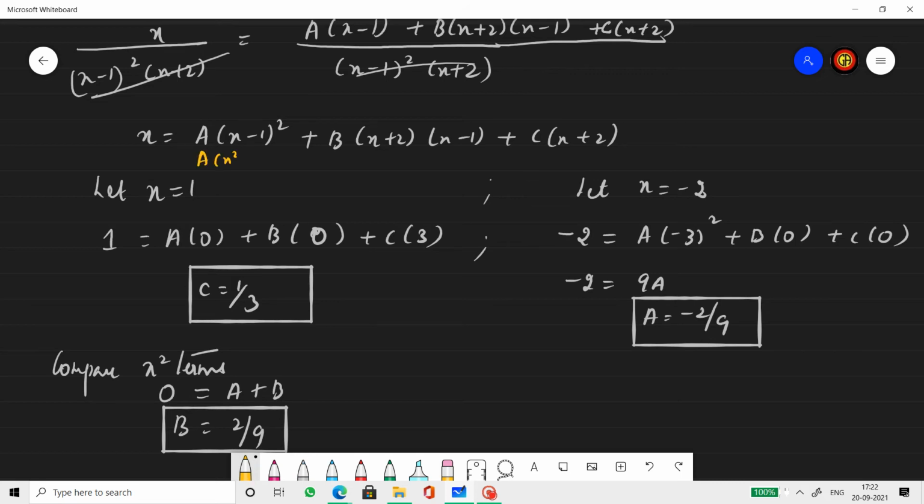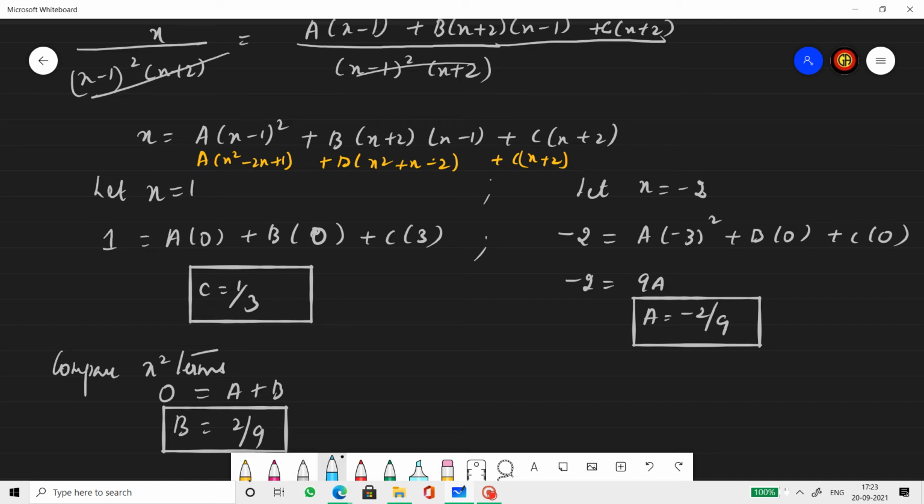When you expand this mentally, you'll get A into (x square minus 2x plus 1). And over here, B into (x square plus 2x minus 1x, that's x, and then plus 2, minus 2). Plus C into (x plus 2). It is not necessary that you have to expand them. You can do it without that also.